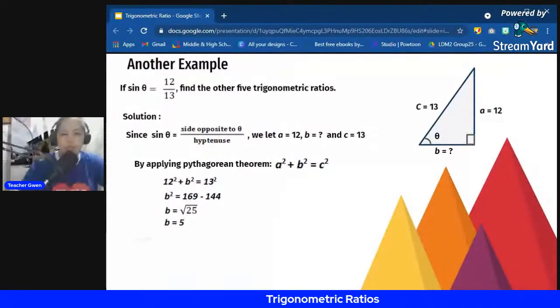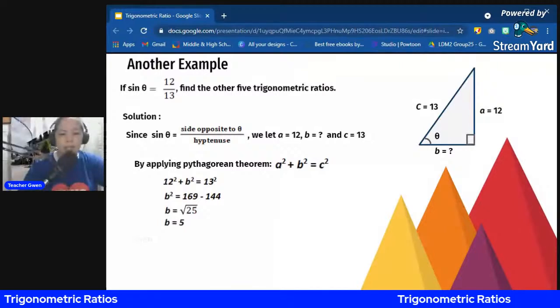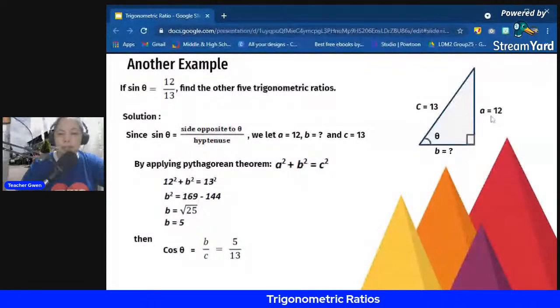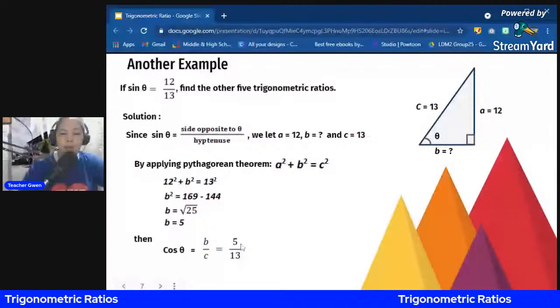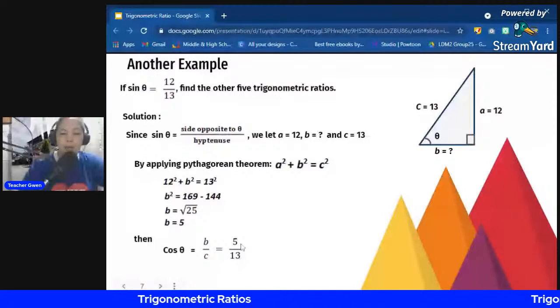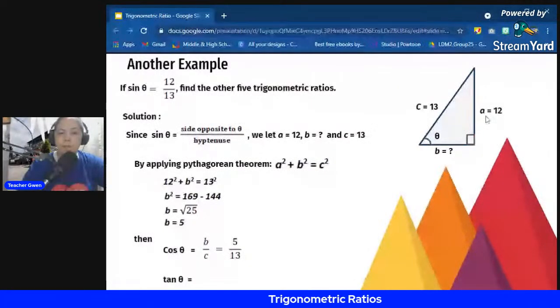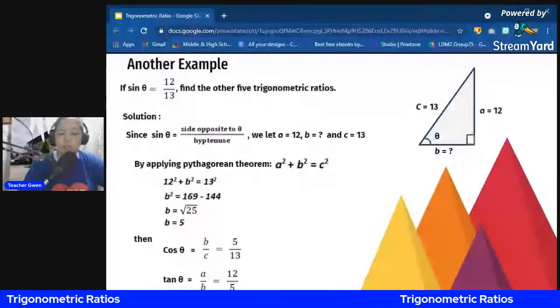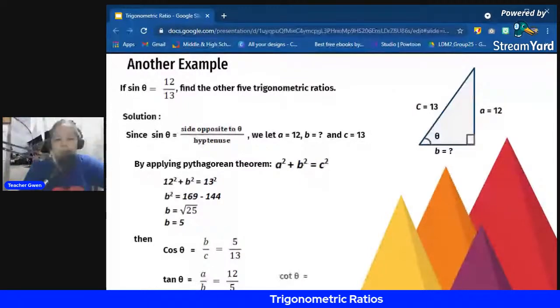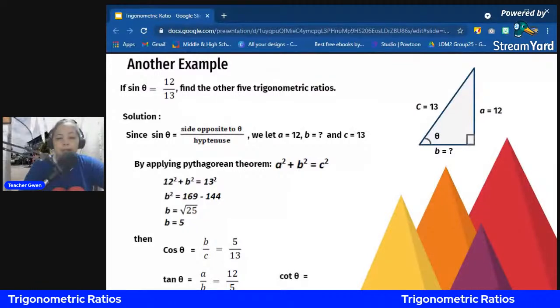So, let's proceed with cosine theta. Cosine theta is equal to adjacent, which is B over C. Adjacent over hypotenuse, which is equal to 5 over 13. Then tangent theta, tangent is opposite over adjacent. Opposite is A over B, which is equal to 12 over 5. Then we have cotangent theta, which is the inverse of tangent theta, which is B over A, which is 5 over 12.